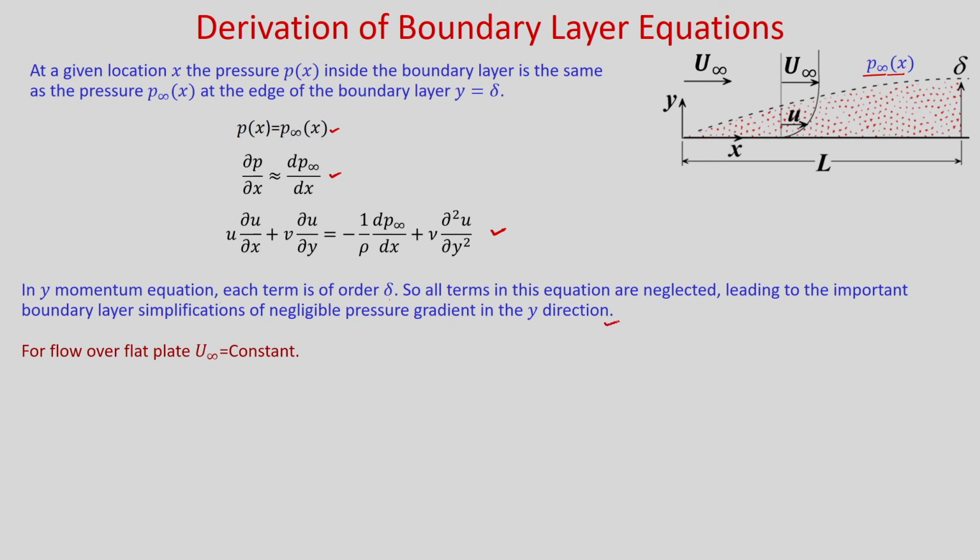So, now you can see that this equation we have derived in general, where p may be a function of x, and del p by del y is 0. So, obviously, the pressure outside the boundary layer will also be a function of x. So, you can see that p infinity is a function of x. That can be impressed inside the boundary layer, and at a certain x location it will have the same pressure. Okay.